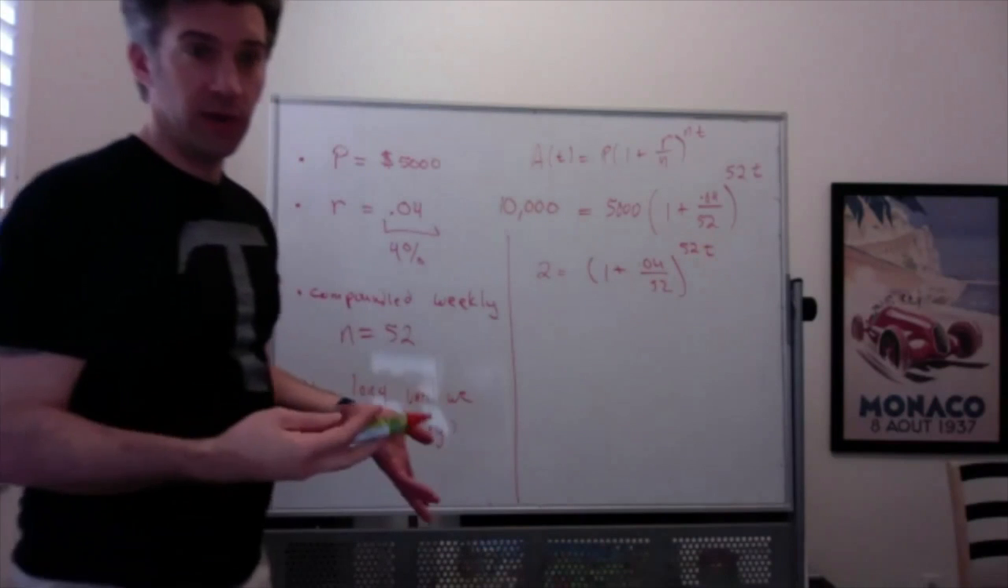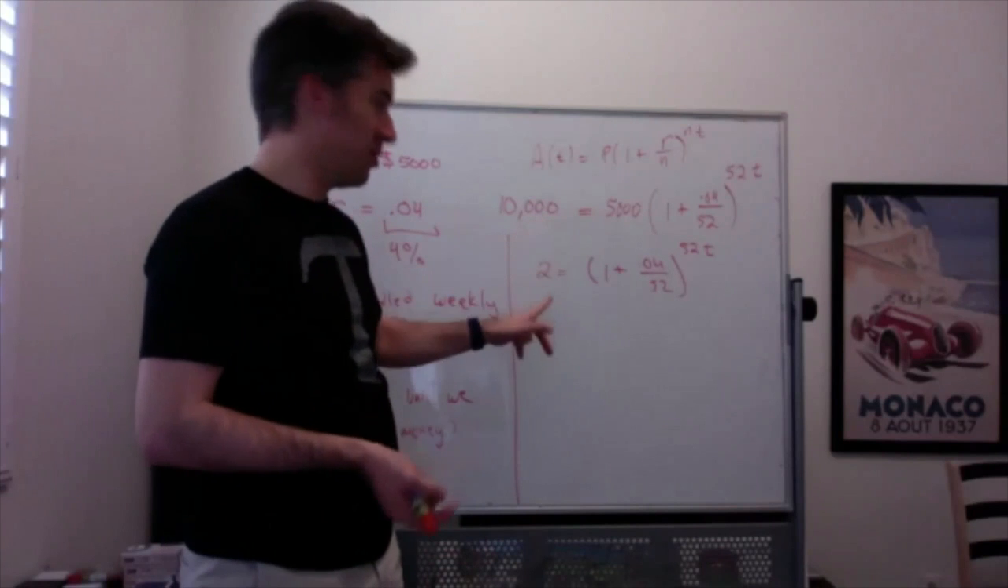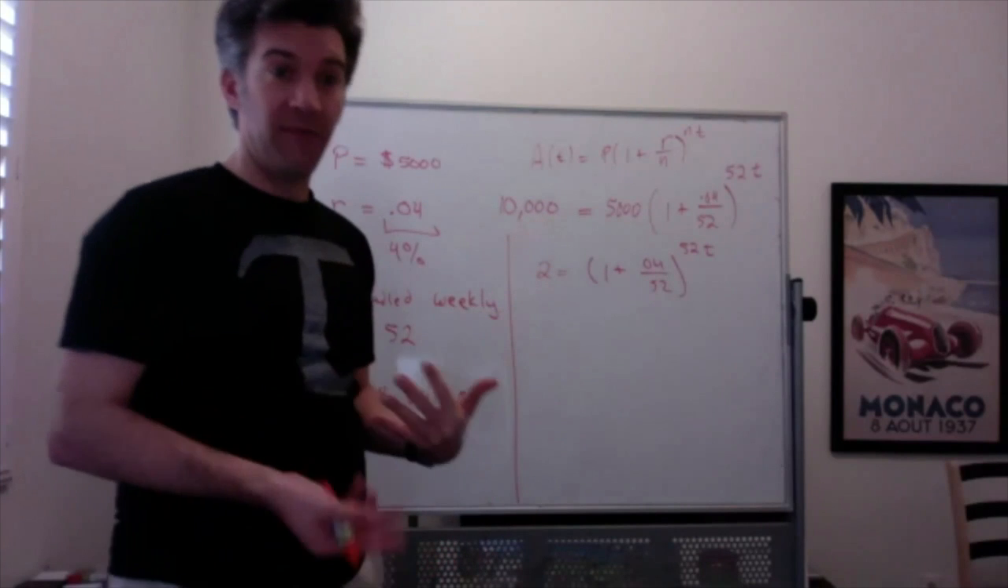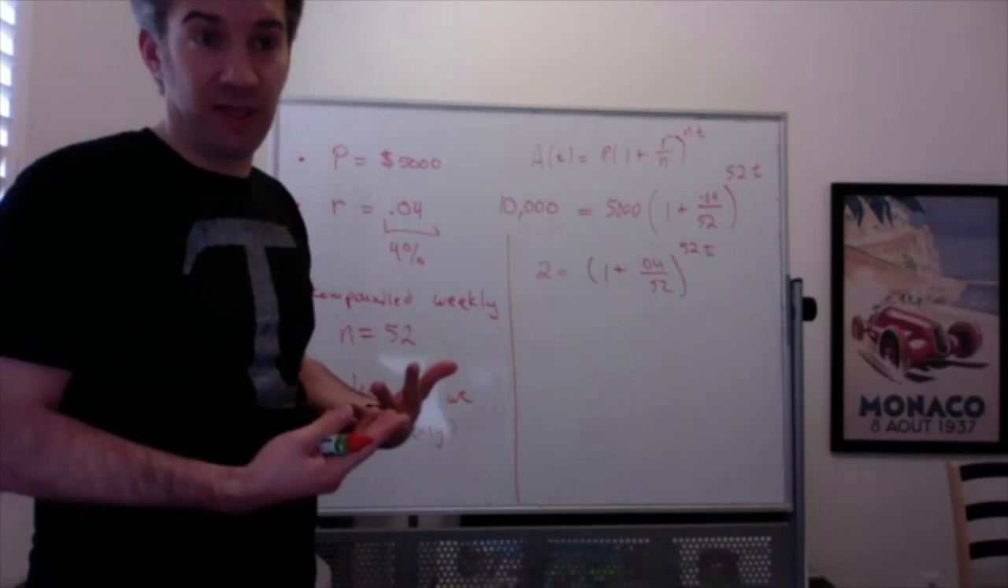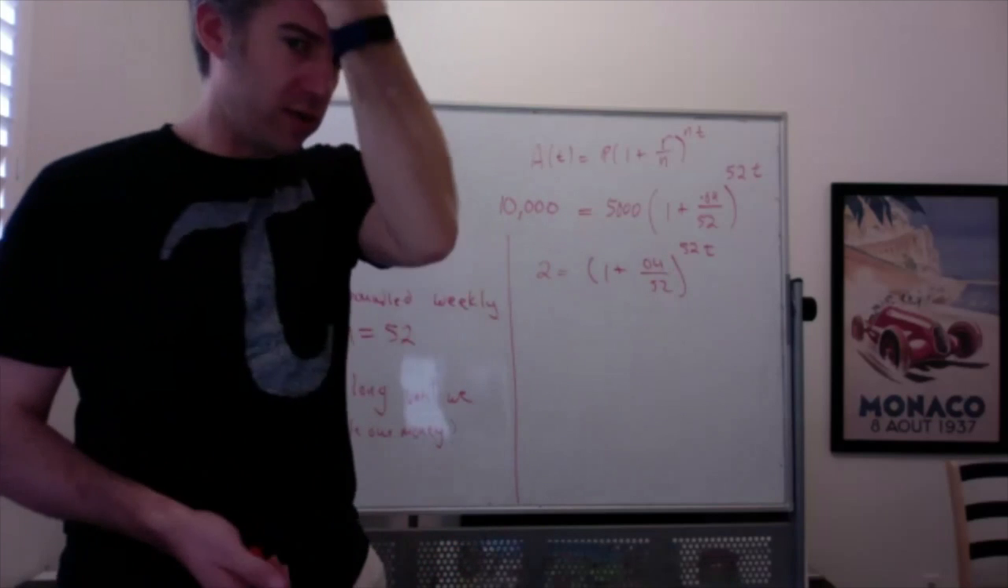And that usually happens, right? If the question was how long does it take to triple your money, after you did the first step, you would get a 3 there. Or if you're talking about half-life and you're trying to find out how long the half-life of something is, after you did the first step, you'd have a 1/2 over here. It's kind of always a true thing.